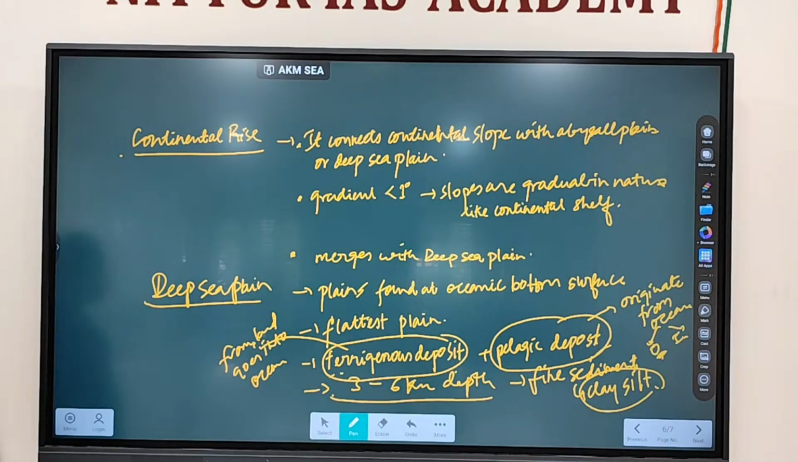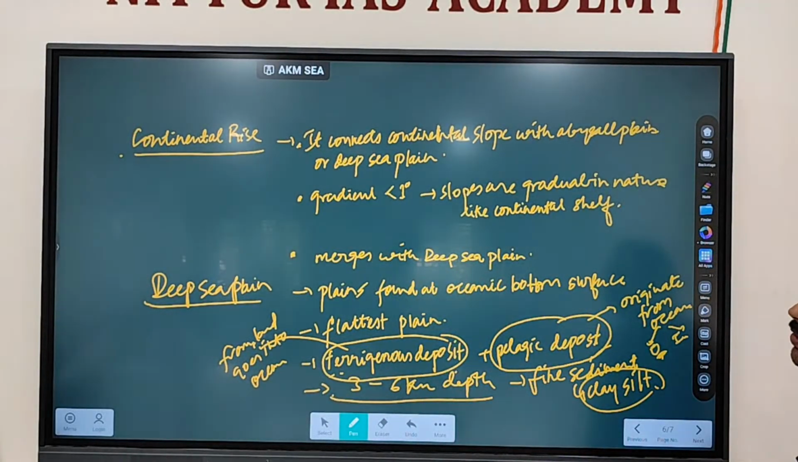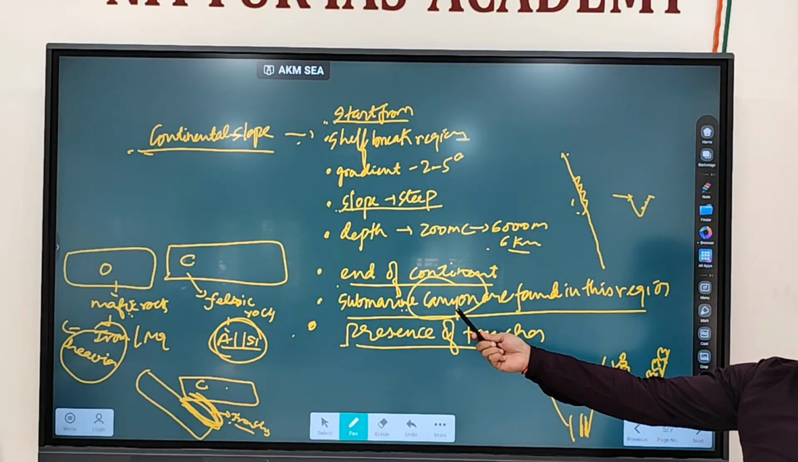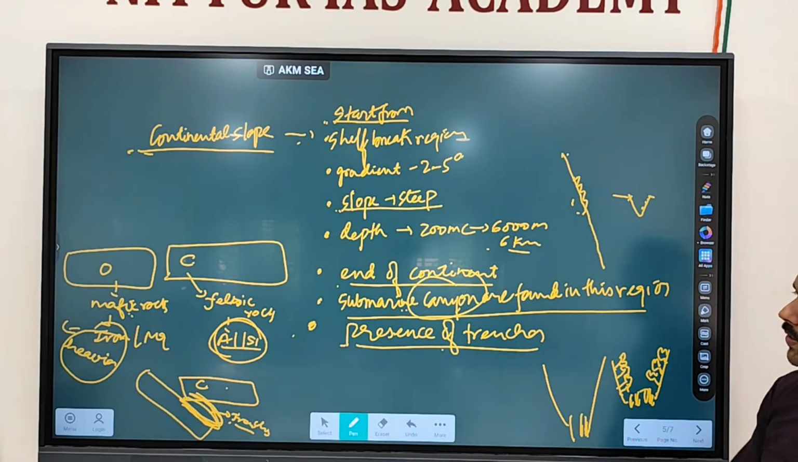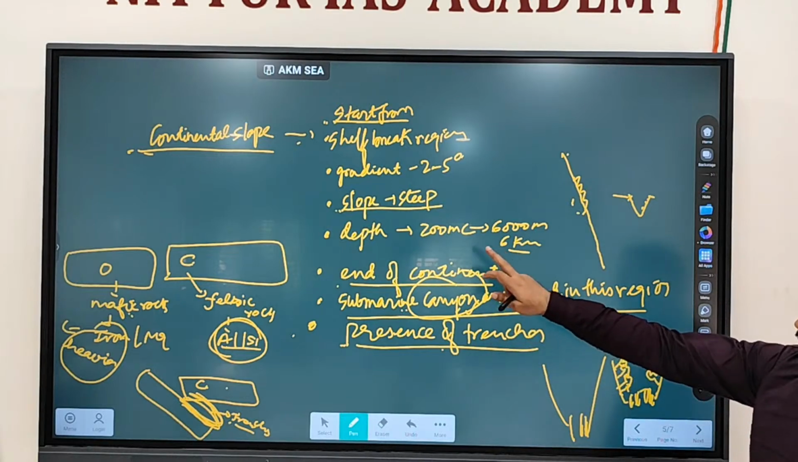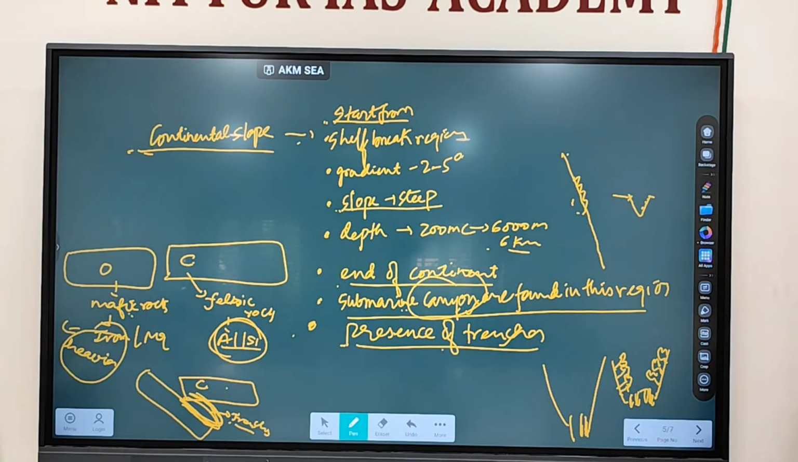Any doubt regarding this one? Now, what are the minor relief features? One minor relief feature we have already discussed, which is canyons and trenches. These are the minor relief features we have already discussed. Canyons are formed in the continental slope region, and trenches are also formed in the continental slope region. Clear? Now, where do we see the formation of ridges?